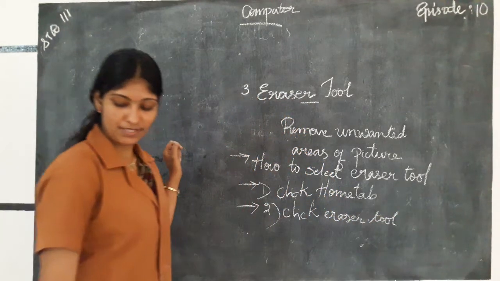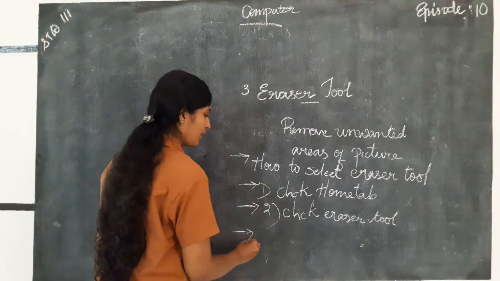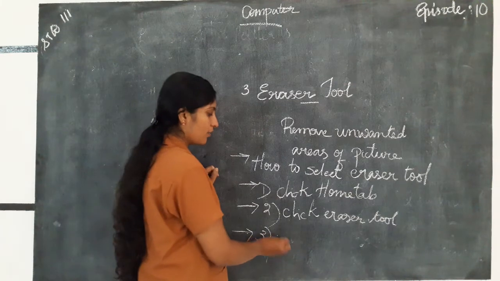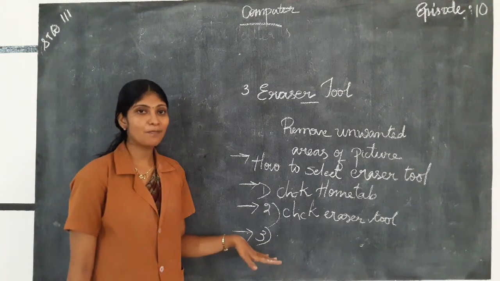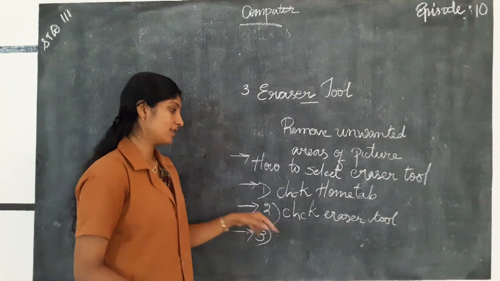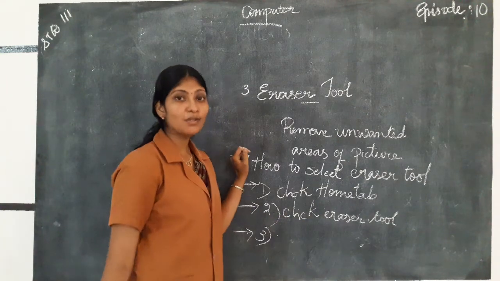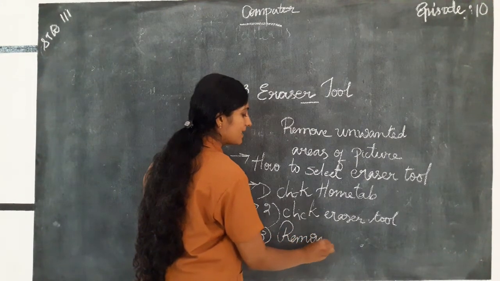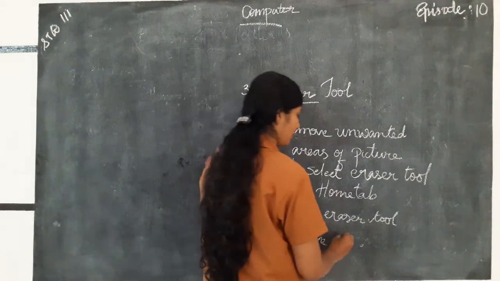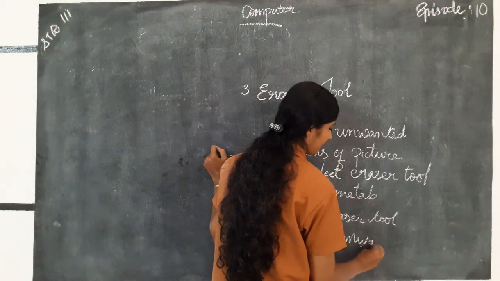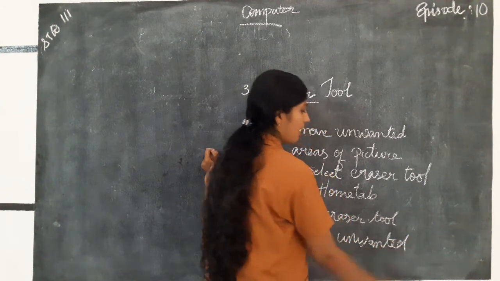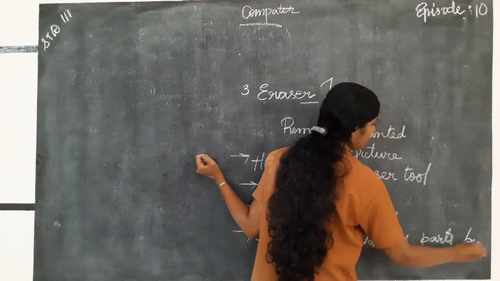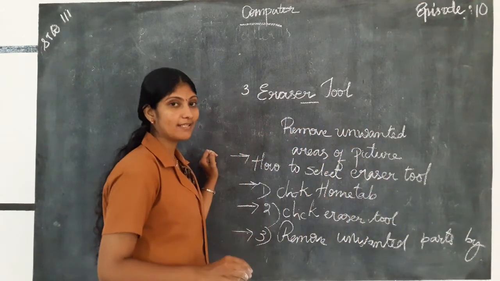Then third step is how to remove these unwanted parts. So remove or erase the unwanted parts by dragging the mouse. So click or select eraser tool and then remove unwanted parts by dragging the mouse. Remove unwanted parts by moving or dragging the mouse.